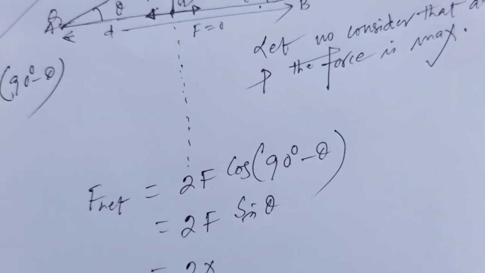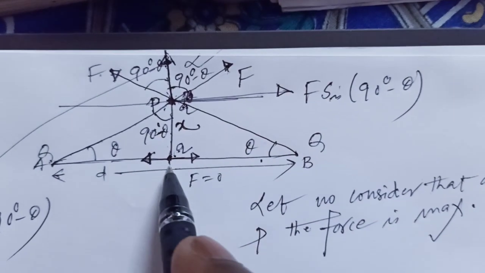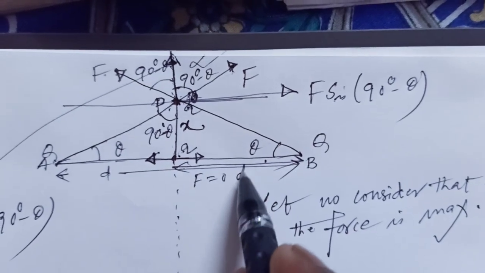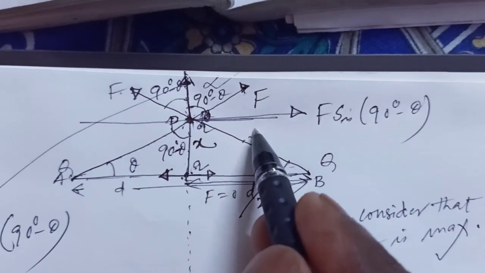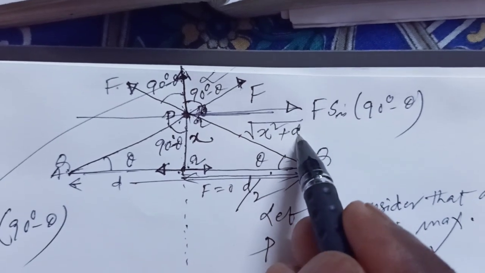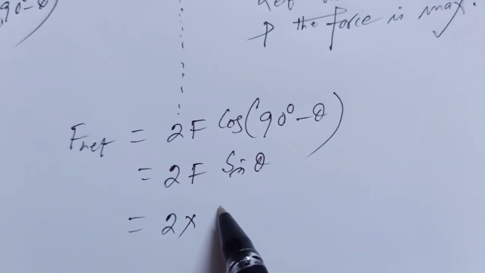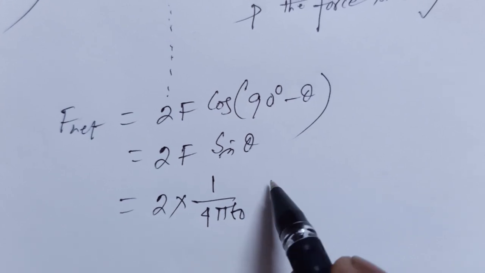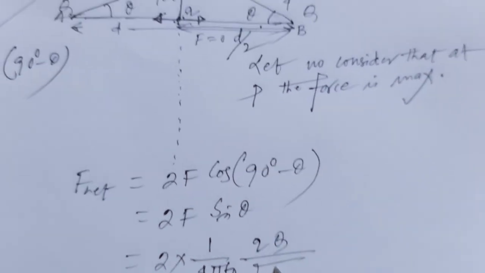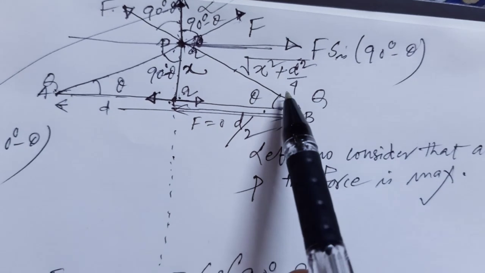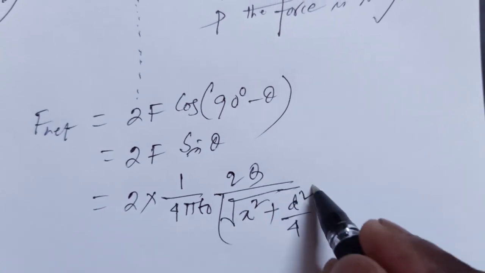So 2 into force, what is the amount of force? So this is x, and this is d by 2, since the total distance is d. So this is d by 2 and this is x. So this is the hypotenuse, and we know that x square plus (d by 2) whole square, that is d square by 4. So force from Coulomb's law, we know that 1 by 4 pi epsilon naught, and Q by x square, that is, root over of x square plus d square by 4, and this is whole square into sine theta.